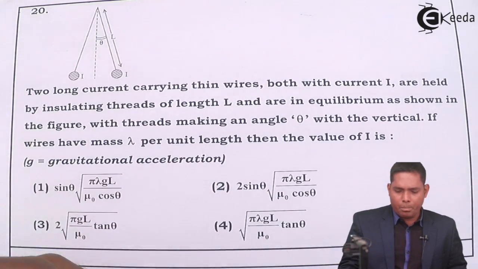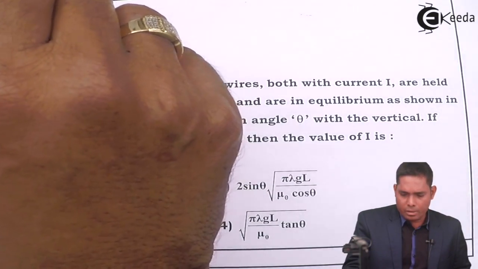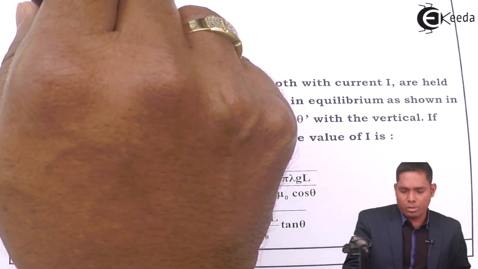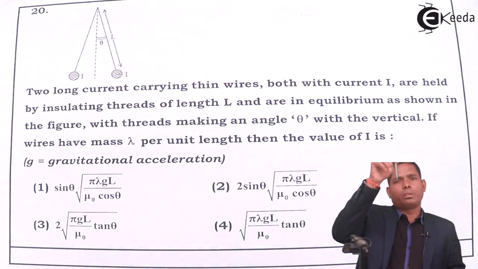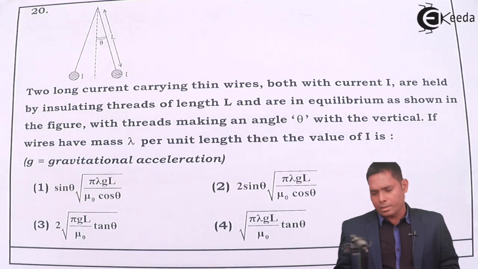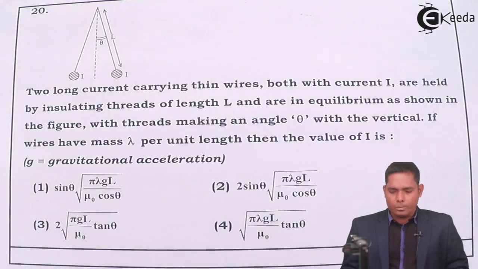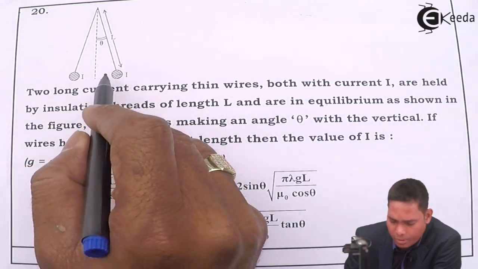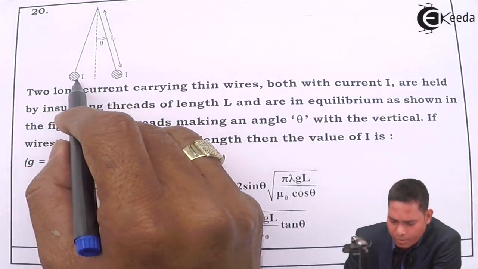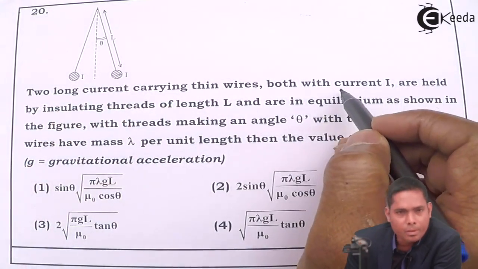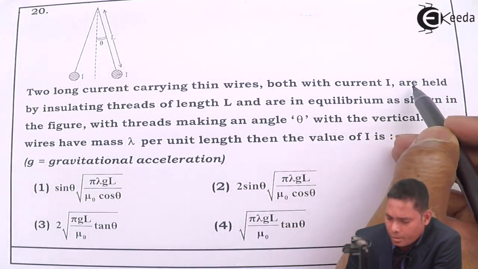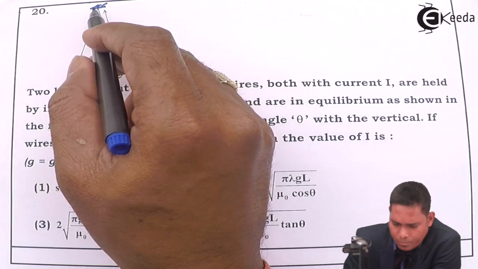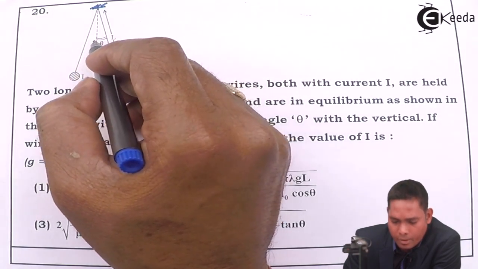So that means in the paper the conductor is like this, and the current is either moving up or moving down. Here also the conductor is like this, and the current is moving up or down in whatever direction it is. Basically these are the wires which carry the same current I, both with current I, and they are suspended with this support at an angle.